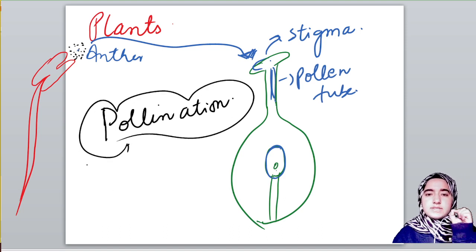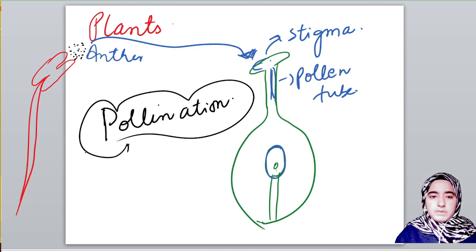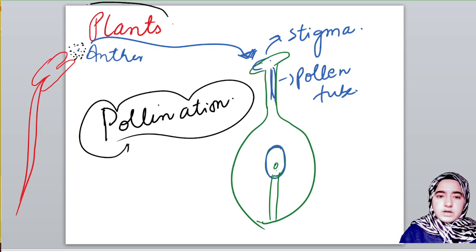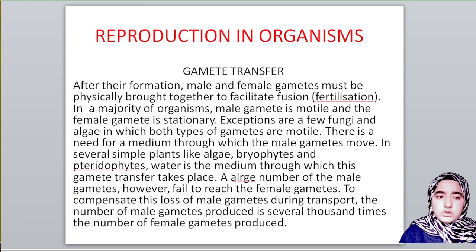We will learn this in detail in the second chapter of this unit. But please remember here, how does gamete transfer take place in plants? Gamete transfer takes place through pollination.